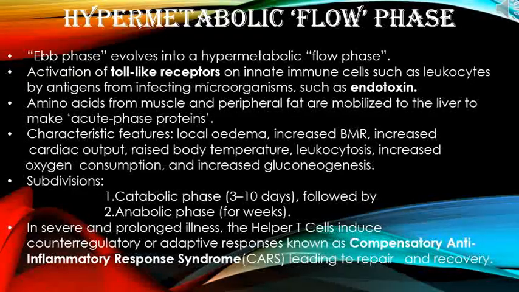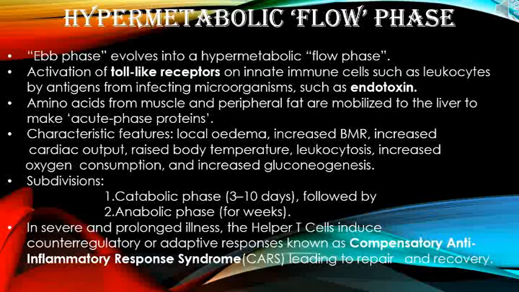Activated leukocytes produce pro-inflammatory cytokines that mobilize amino acids in the muscles and peripheral fat for the liver to make acute phase proteins such as C-reactive protein instead of regular proteins such as albumin and transferrin. The flow phase is characterized by tissue edema due to vasodilatation and increased capillary leakage, increased basal metabolic rate or hypermetabolism, increased cardiac output, raised body temperature, leukocytosis, increased oxygen consumption, and increased gluconeogenesis.